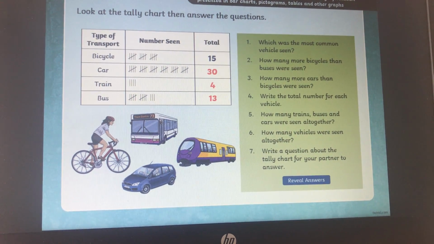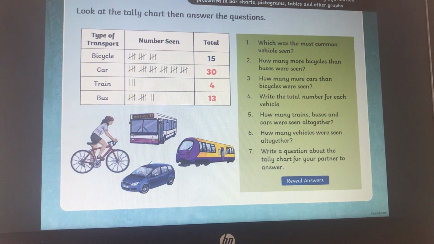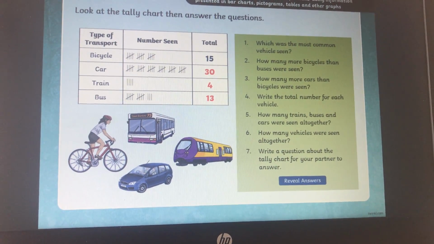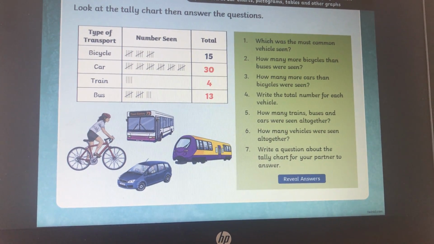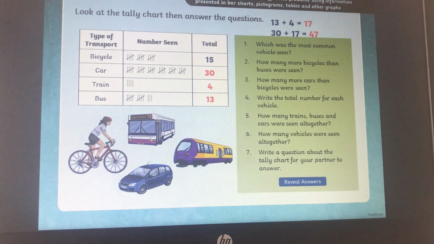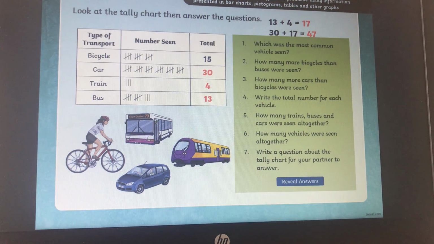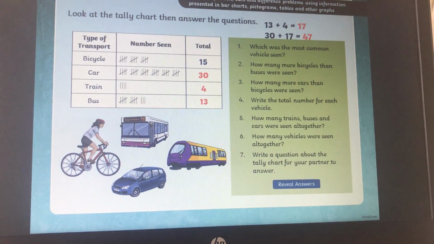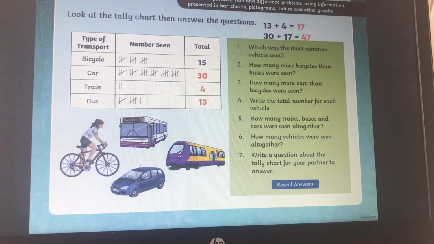Question number 5. How many trains, buses and cars were seen all together? I'm going to need to add the totals of each one together. 13 add 4 equals 17. 30 add 17 equals 47.